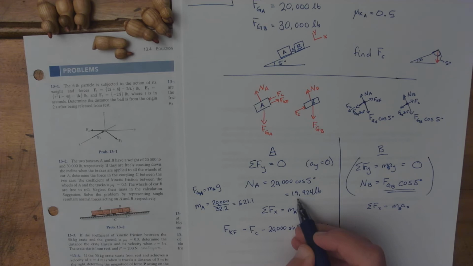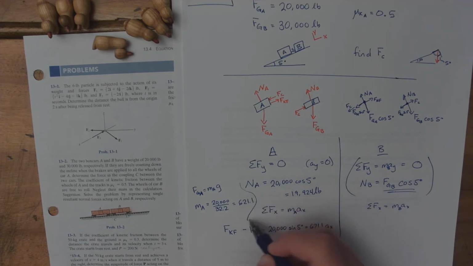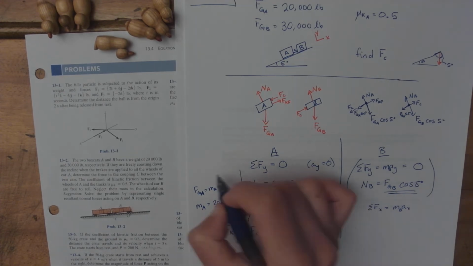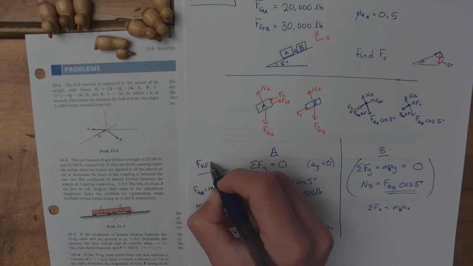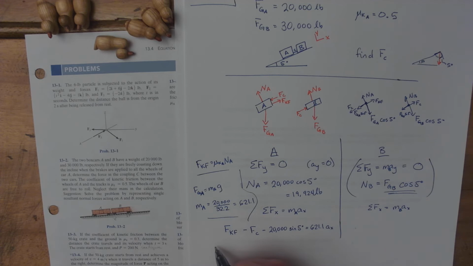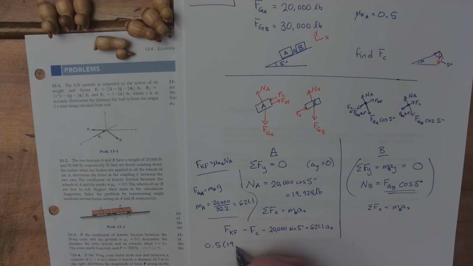I can use the normal force that I have here to find the force of kinetic friction. So the force of kinetic friction is equal to the coefficient of kinetic friction times the normal force. So let's put that in. The coefficient of kinetic friction is 0.5. The normal force is 19,924. Then I have minus FC. 20,000 times sine of 5 degrees is 1,743.